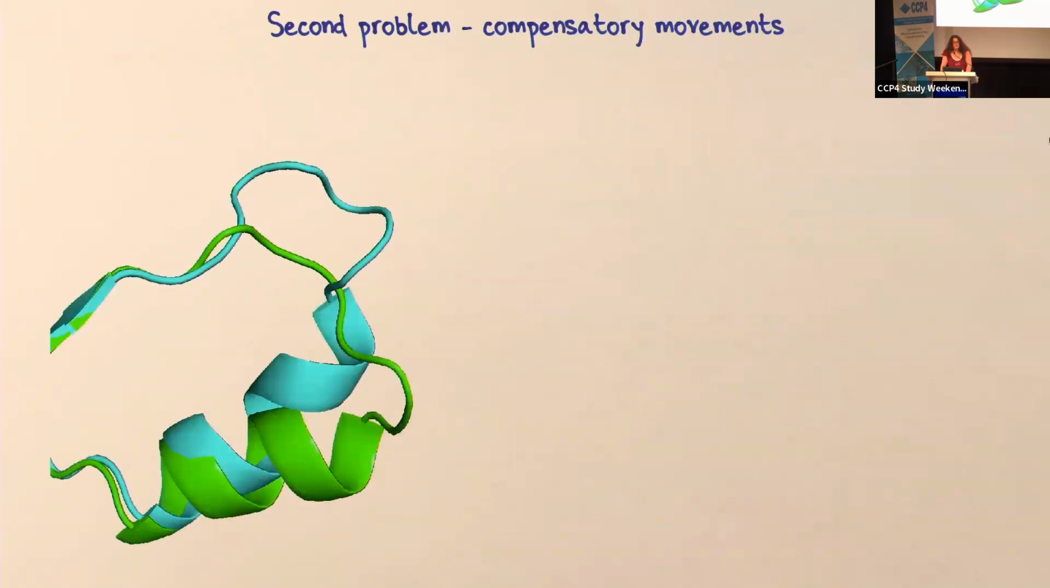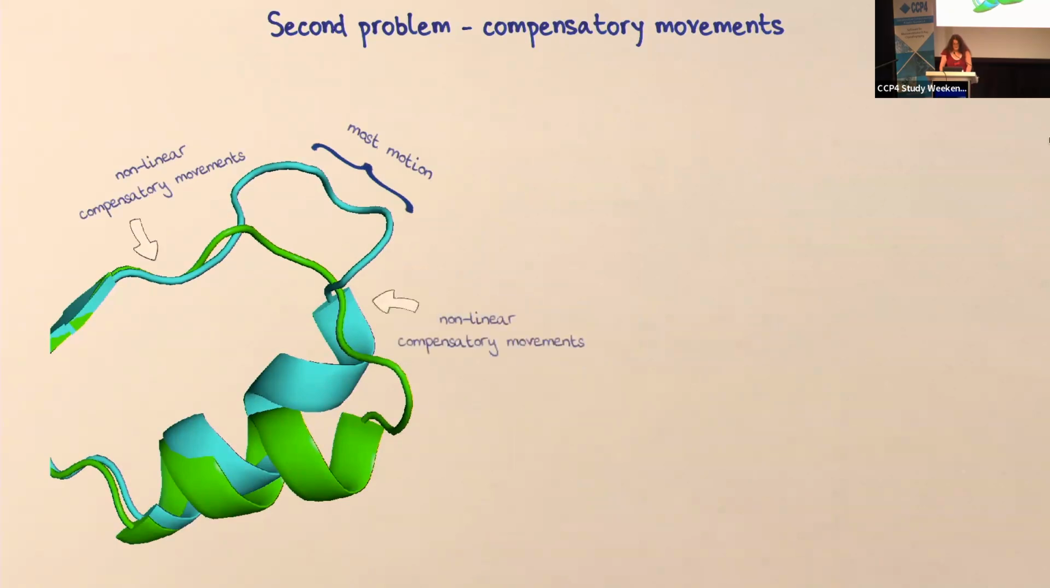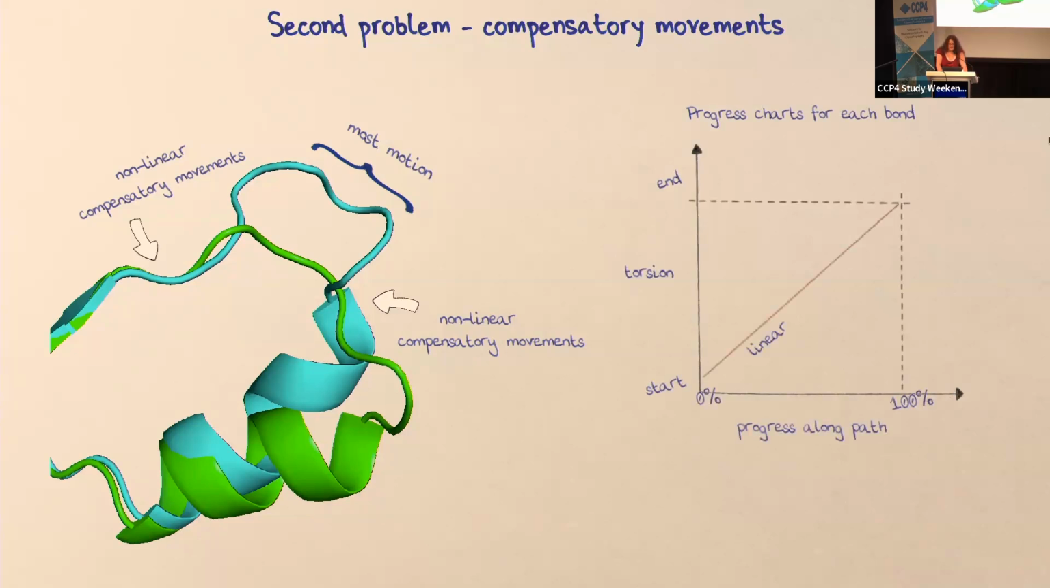Although most of the loop motion is actually happening in the center of the loop, elsewhere in the protein structure, you have nonlinear compensatory movements adjusting for the fact that those torsion angles are moving. And so this allows the rest of the protein to stay reasonably still. So we can use this to inspire a different interpolation for the torsion angles, where now, instead of having a linear progression, we have a polynomial progression. And so we can adjust all of the torsion angles to reduce the amount of motion in the protein structure.